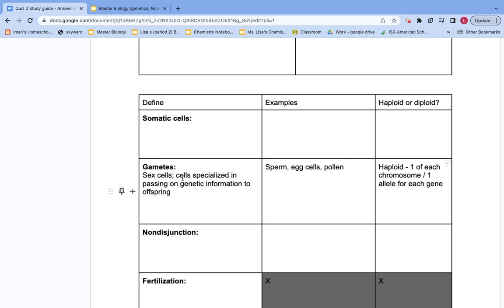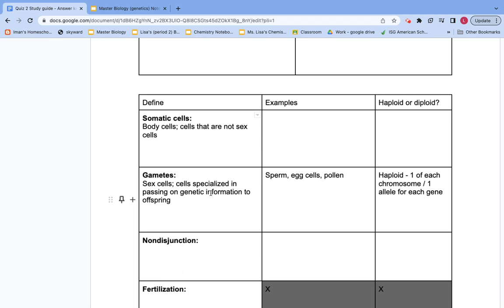now that we learned about what gametes are, let's talk about somatic cells a bit. So somatic cells, these are our body cells, cells that are not sex cells. Examples would be our muscle cells. They would be our skin cells. Any cells that are not specialized in passing on genetic information. And these cells are diploid, meaning they have 2 of each chromosome, one from each parent.